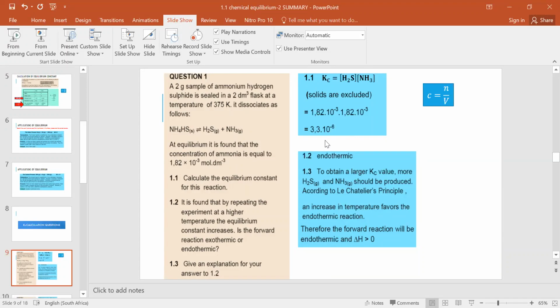And what is the unit for Kc? No unit, okay? It's just a ratio. And then this Kc tells me that it is very small, okay, when you compare with one, much smaller than one. So which means that the product is not going to give us a large yield, it's going to give us a low yield, okay? So the next one, okay, 1.2, it's found that repeating the experiment at higher temperature.